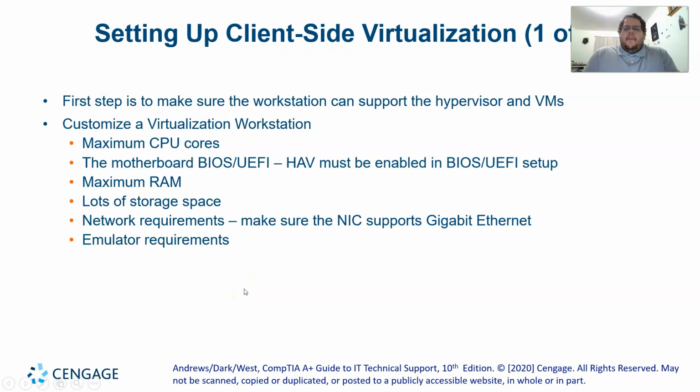When you're setting up client virtualization, you have multiple things you need to do. First of all, you need to customize your settings. You have to maximize your CPU cores, and the motherboard BIOS has to be turned on for it. Maximize your RAM, because you don't want to do virtualization if your computer only has a gig. I don't know how many computers have a gig nowadays, but if you do, you don't want to have 10 virtual machines, because it'll bog it down.